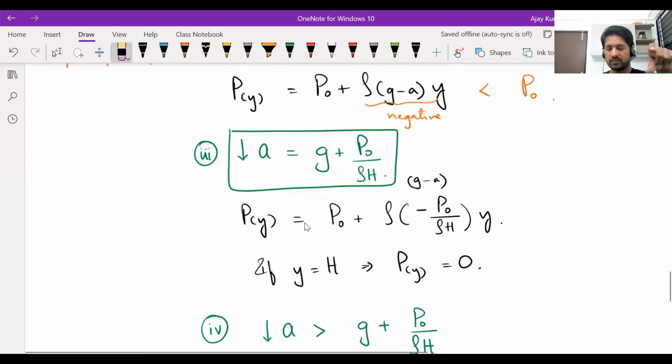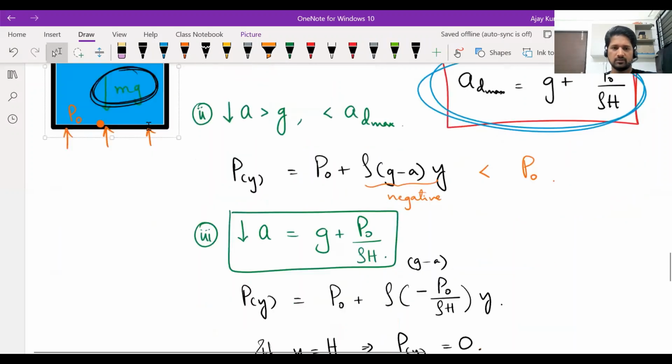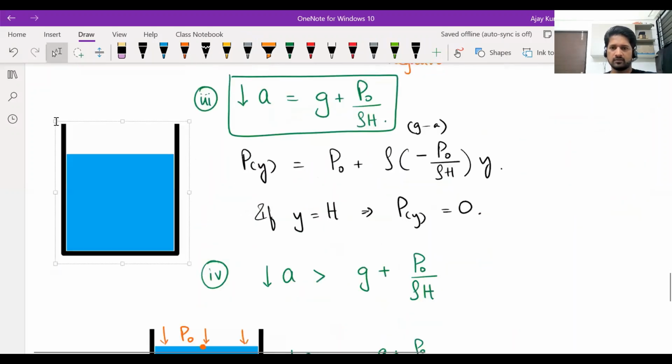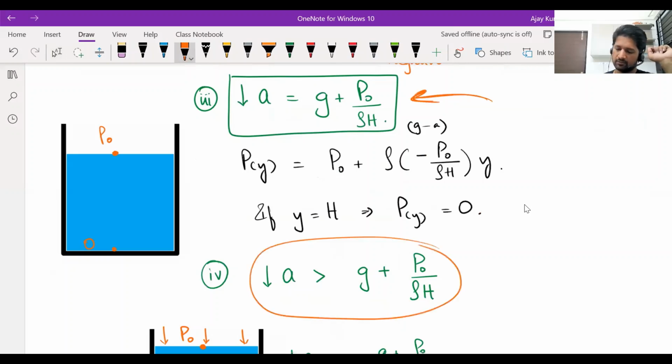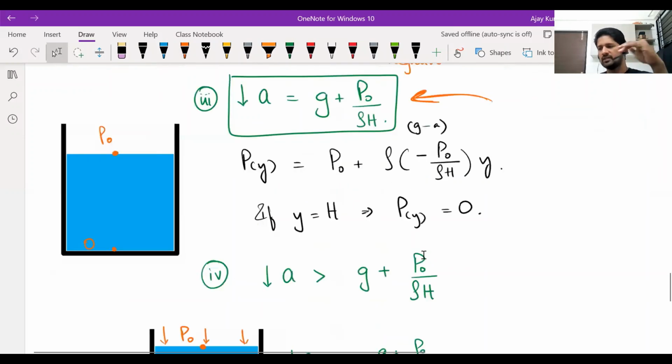So if the acceleration of the container is exactly equal to g plus P naught by rho h, then what will happen? The pressure at the lower surface will exactly become 0. So the upper surface pressure will be P naught, and the lower surface pressure, or the pressure at the base, becomes 0. But the liquid will still be going along with the container with this much acceleration. If the container goes faster than that, then the liquid will not be able to keep up with it. Fine. So this is how pressure varies when the container is accelerated upward or downward.